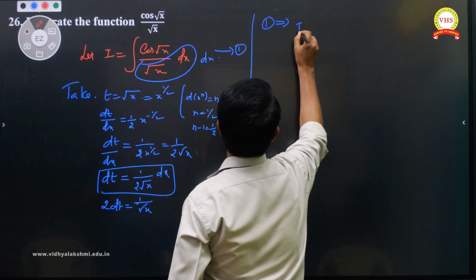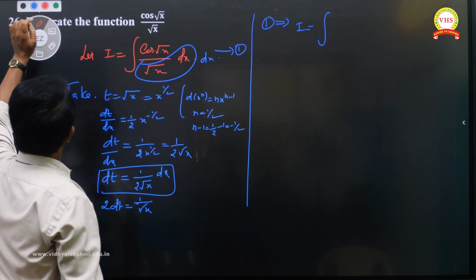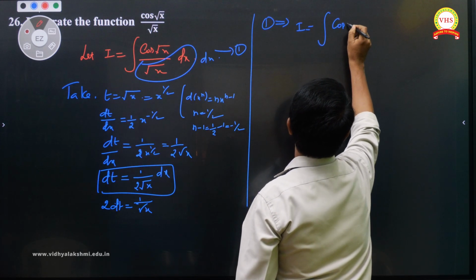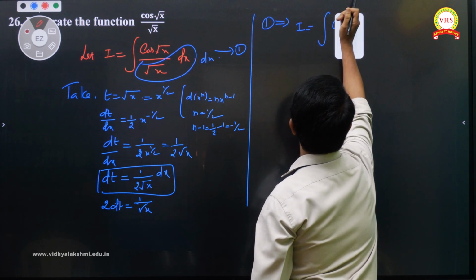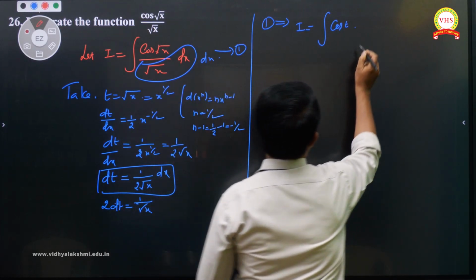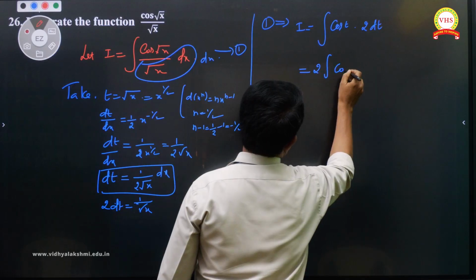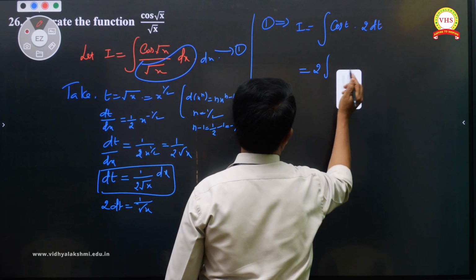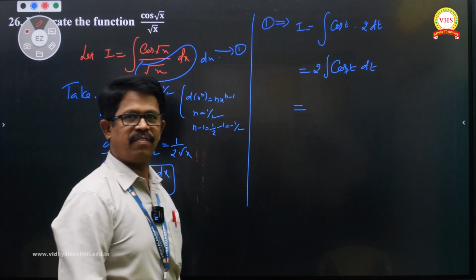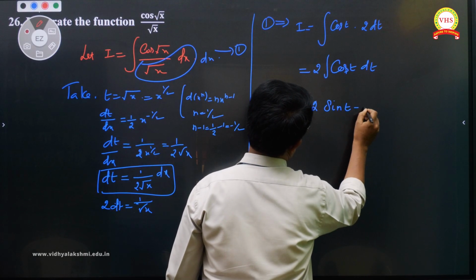I equal to integral of cos t, because we have taken the value of t, into 1 by square root of x dx, which becomes 2 into dt. Yes, 2 taken constant outside, integral cos t into dt. The formula: integral of cos theta equal to sin theta. That is sin t plus c.